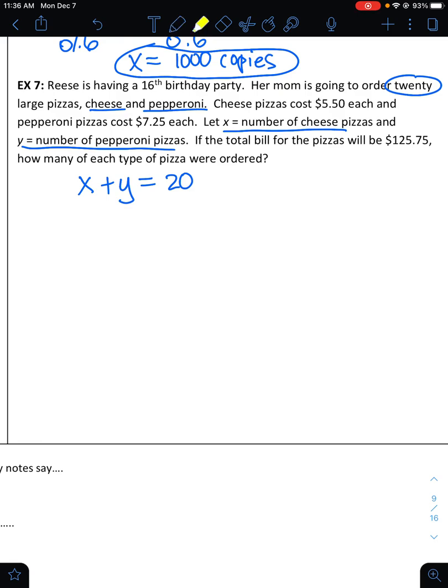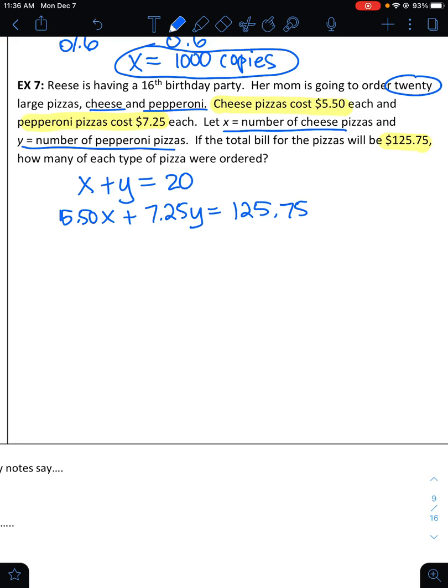Okay, let's do money now. Let's do cheese is $5.50, pepperoni $7.25, and we spent $125.75. So cheese goes with X. So $5.50 times X plus pepperoni is $7.25 times Y, a total of $125.75. All right, now I'm going to show you how to do substitution on this one.